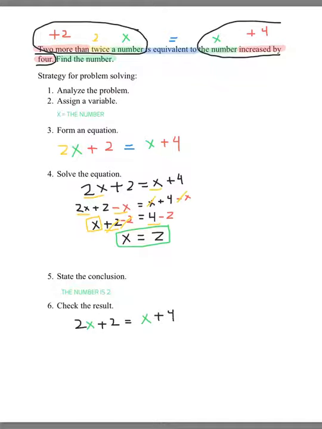So substituting in the value of 2 for x, we end up with 2 times 2 plus 2 is equal to 2 plus 4. On the left hand side, we get 2 times 2, which is 4, plus 2. And we end up with 2 plus 4 on the right, which is 6. So we'll bring that down. And then simplifying the left hand side, we also get 6. So we get a true statement, which verifies that our solution is correct.